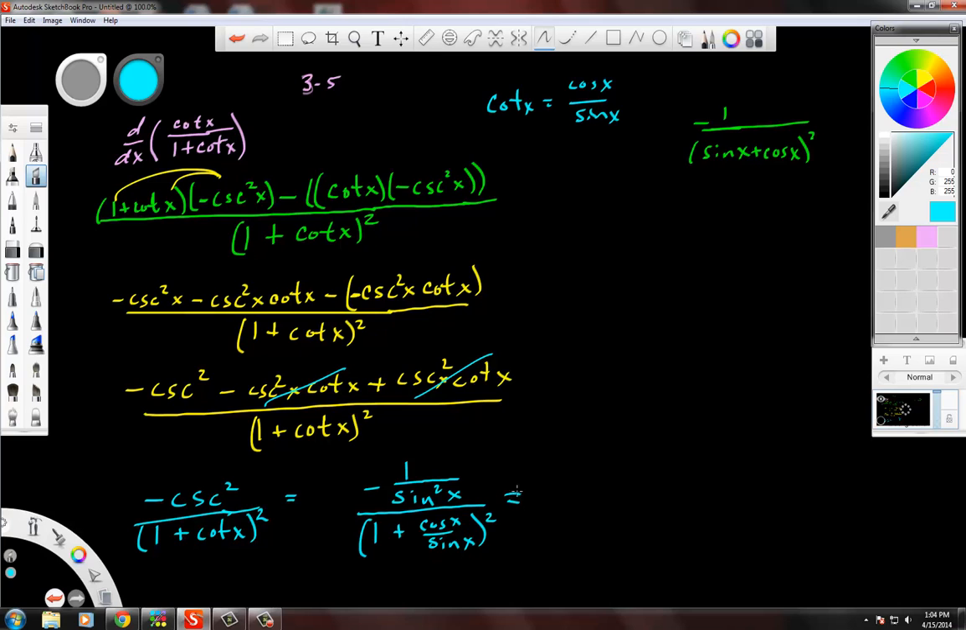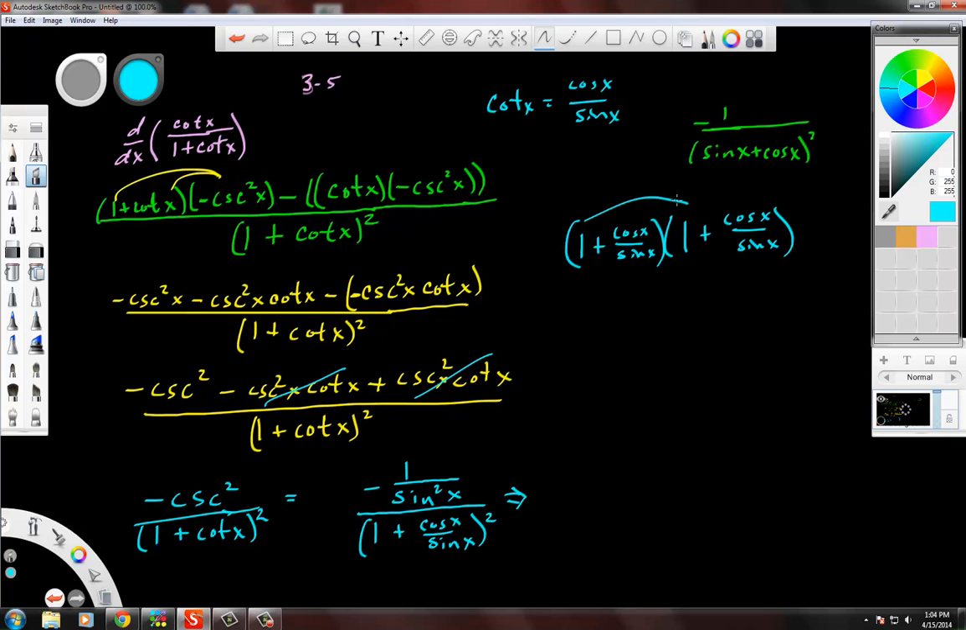Now, the next step, I have to actually FOIL this thing on the bottom to get this to work, which is completely gross. So let me show you how that works. 1 plus cosine x over sine x. I'm basically just going to FOIL this.